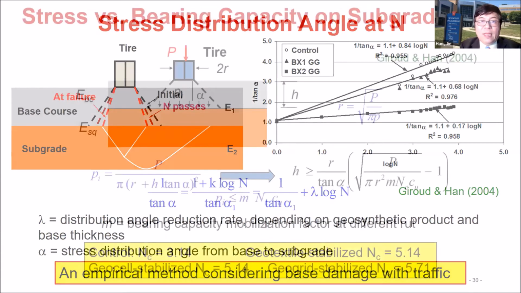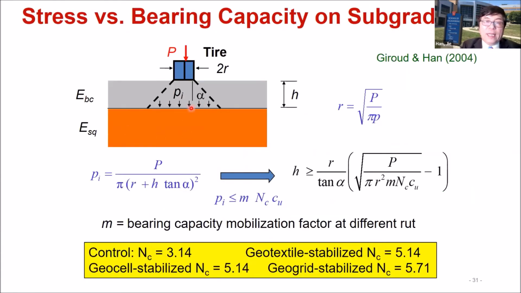Based on the concept we talked about earlier, we calculate stress at the interface, and that stress should be less than the bearing capacity. Now, for the bearing capacity, we apply what is called the bearing capacity mobilization factor at different rut depths. As I mentioned earlier, for the Giroud-Han method, they are dealing with 2-inch, 4-inch ruts, but if you include the m factor, you can consider different rut depths, as the m value is different at different depth. If you solve this equation, you can calculate the required thickness.